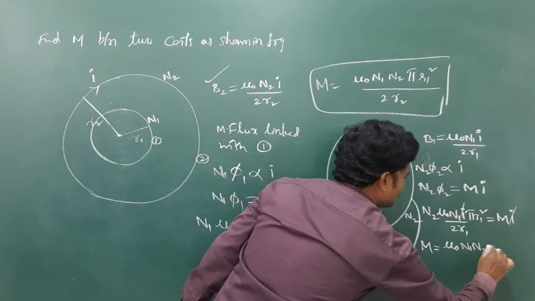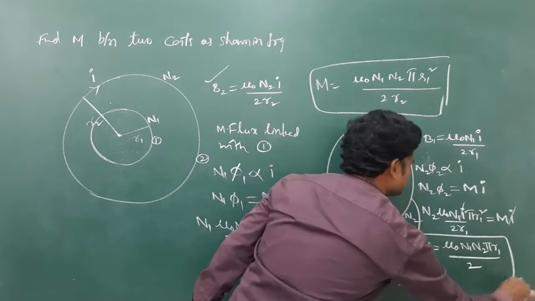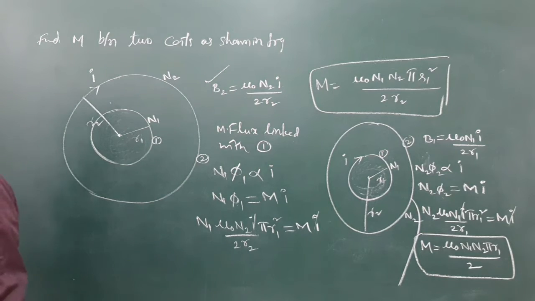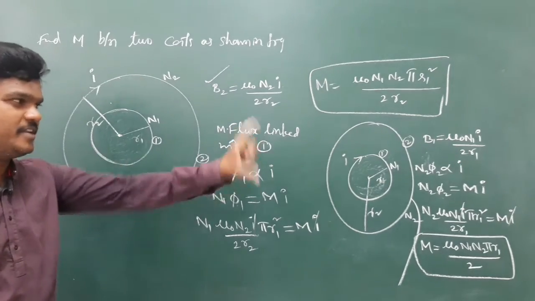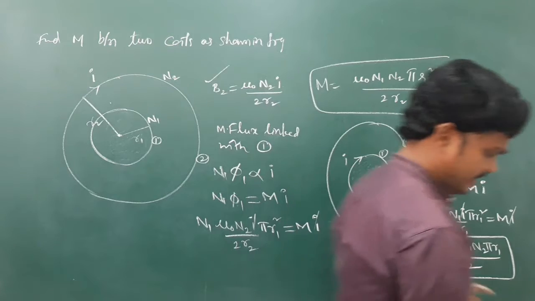N1 N2 pi R1 by 2. Check the answer. Mu naught N1 N2 pi R1 by 2. Verify the answer. Phi is the product BA. A is the field region, the area of the magnetic field region.